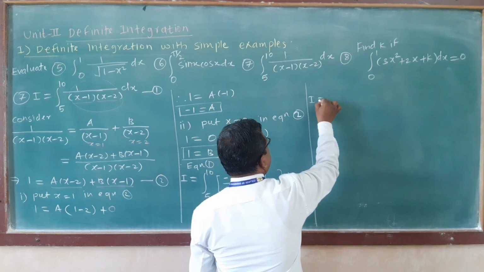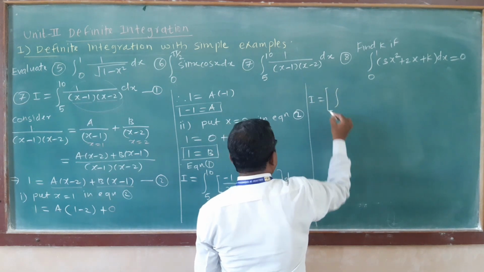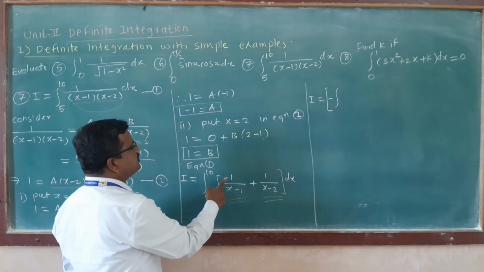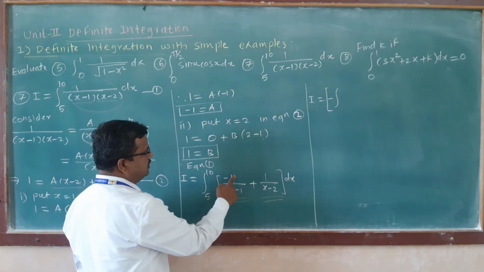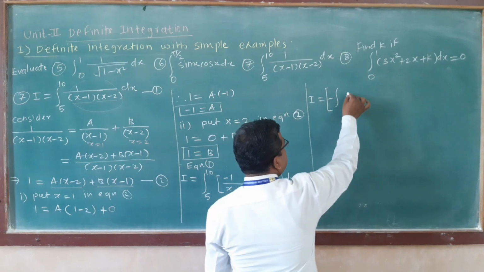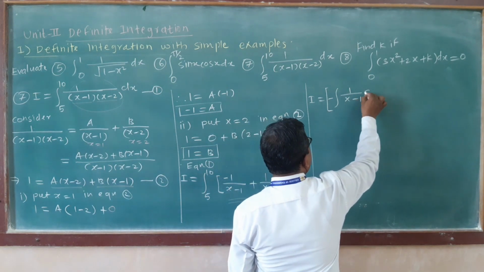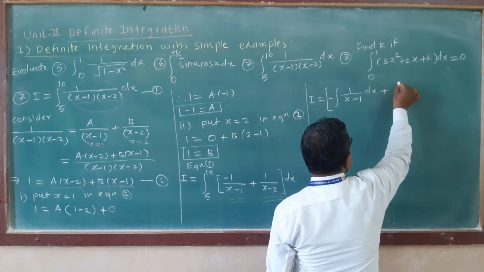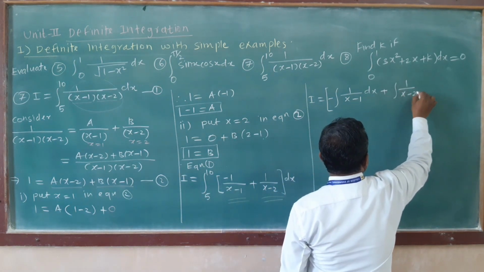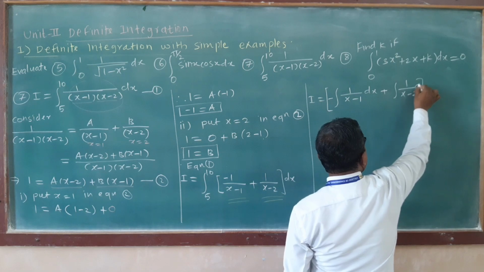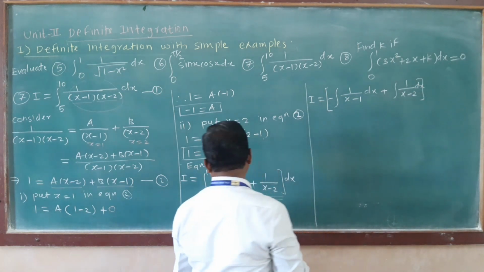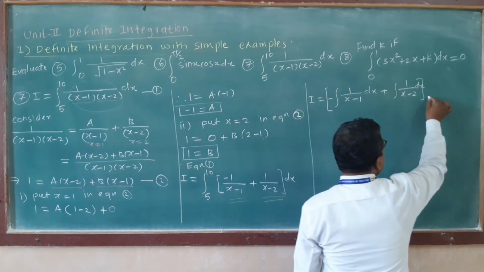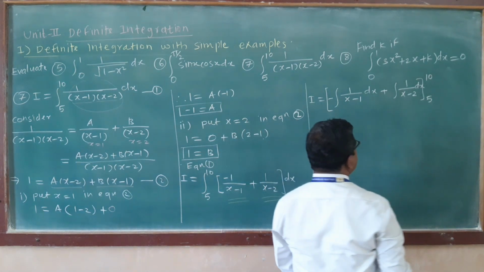Now operate this integration over each term. Therefore I is equal to integration of, this is minus 1, take it outside, minus integration of 1 upon x minus 1 dx plus integration of 1 upon x minus 2 dx within the limit 5 to 10.